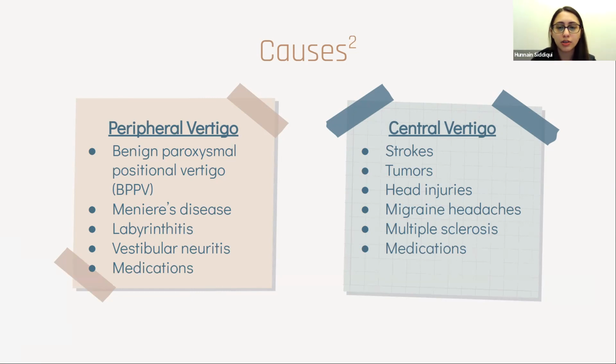Other causes can include tumors, and that is both cancerous and non-cancerous. You could have head injuries that are associated with it, so having like a concussion or like a skull fracture. Migraine headaches as well, and then multiple sclerosis, which is essentially an autoimmune disease where your immune system will eat away at this protective covering of the nerves that affect both your brain and your spinal cord.